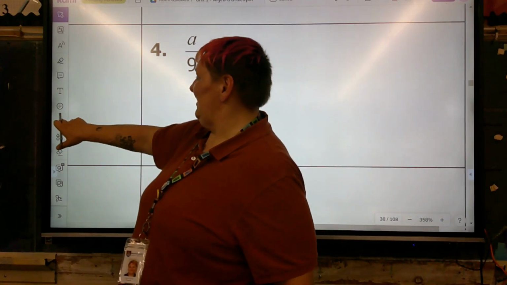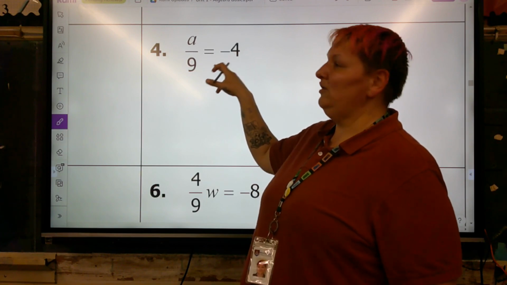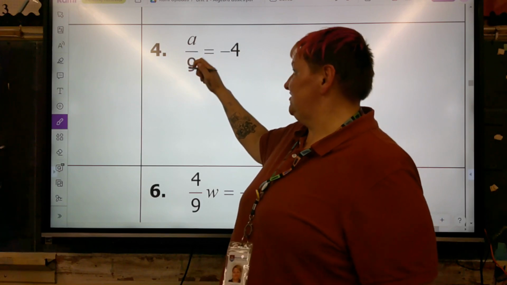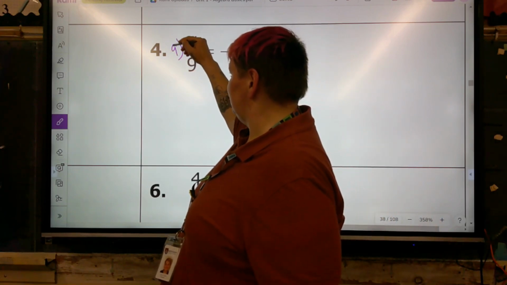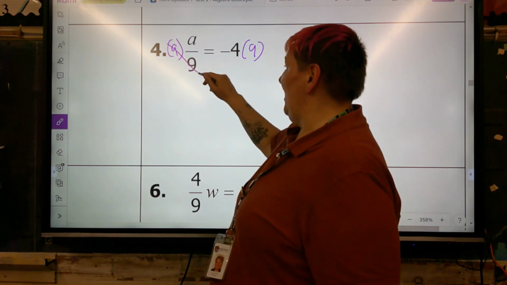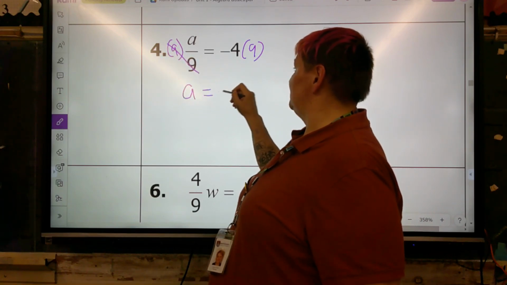This one is read as a divided by 9 equals negative 4. This is division. The opposite of division is multiplication. So we multiply both sides by 9 to cancel the 9. And we're left with a equals negative 36.